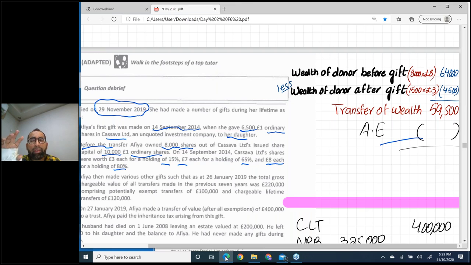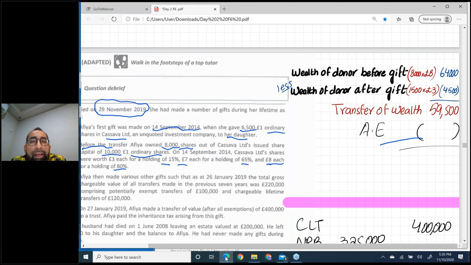Now just think, from 8,000 shares she gifted 6,500 shares. What quantity does she have now? Only 1,500 shares. So wealth of donor after gift will be calculated on 1,500 shares. 1,500 shares means a 15% holding. Look at the screen, for a 15% holding the share price is £3 per share. So the wealth of donor after gift is 1,500 multiplied by £3, which is 4,500. Now simply deduct: 64,000 minus 4,500 is 59,500.